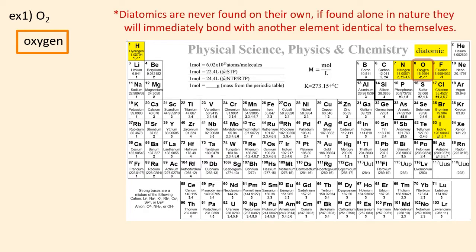Diatomics are never found on their own. If found alone in nature, they will immediately bond with another element identical to themselves. So if we had an O all by itself in nature, it will find another O that is all by itself. They will bond together and float around just as O2. So anytime I say oxygen, we see it's highlighted, we write O2. If we see O2, we look on the periodic table, we see that O has been highlighted, so we just name it oxygen and nothing else.